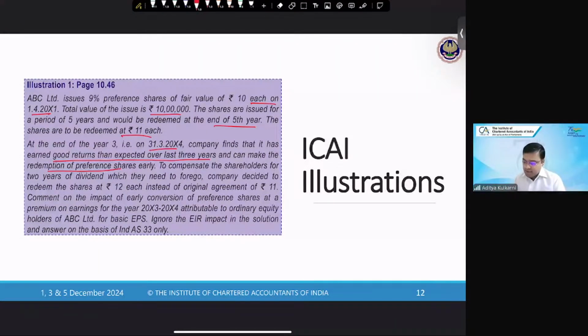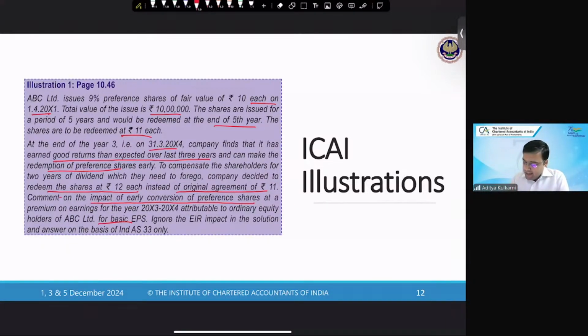To compensate the shareholders for 2 years of dividend which they need to forego, the company decided to redeem the shares at rupees 12 each instead of the original agreement of rupees 11. Comment on the impact of early conversion of preference shares at a premium on earnings for the year X3, X4 attributable to ordinary equity holders of ABC Limited for basic EPS. Ignore the effective interest rate impact in the solution and answer only on the basis of Ind AS 33.